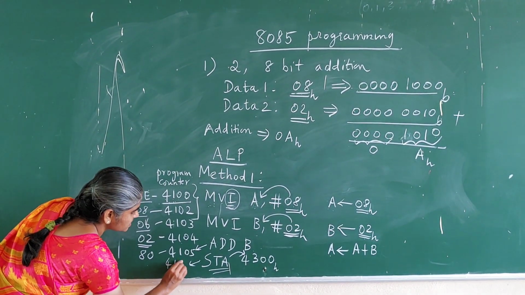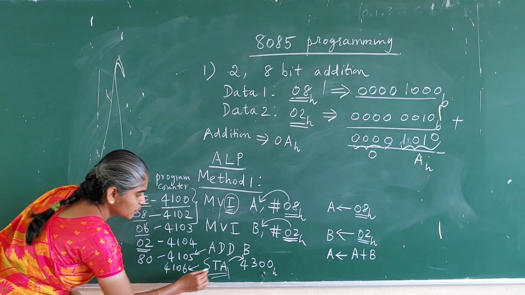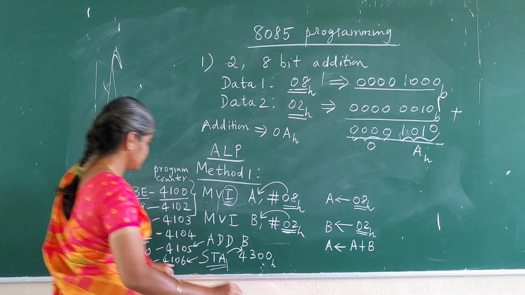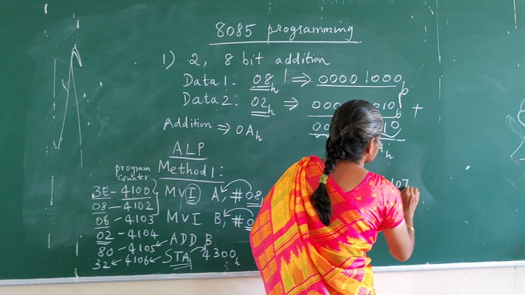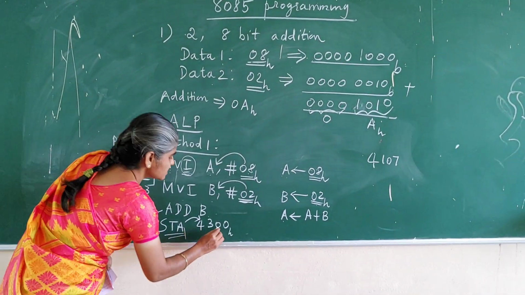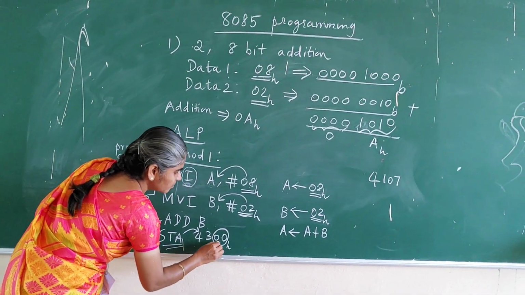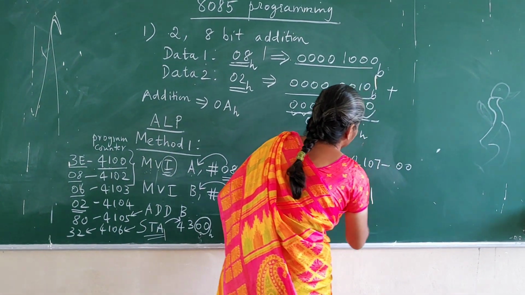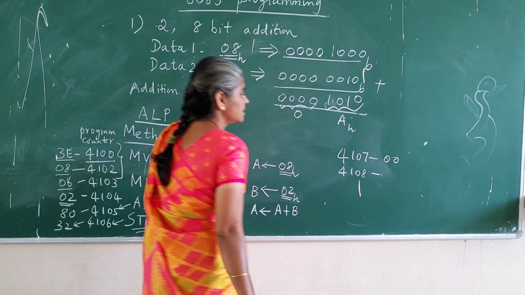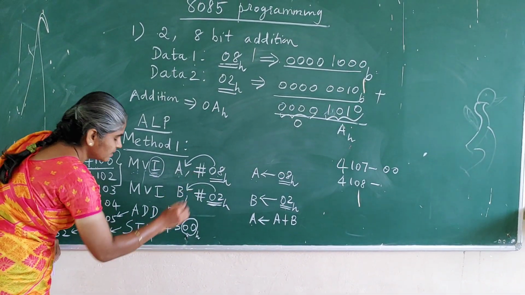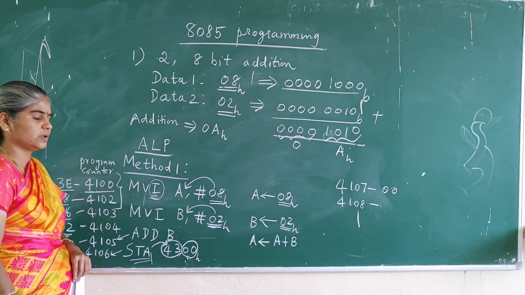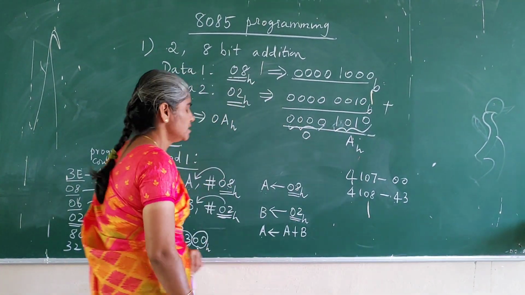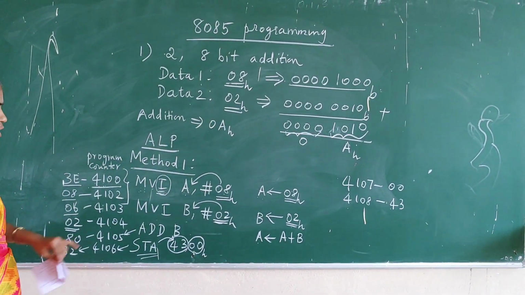Similarly, 4106 is the next consecutive address. The corresponding opcode of STA, 32, is stored in this memory location, and 4107 is the next consecutive address. In this address, the lower 2 digits of the output address are stored. Similarly, 4108 is the next consecutive address. Here the higher order 2 digits of the 16-bit address are stored in this 4108 address. So finally we can store the entire output value.